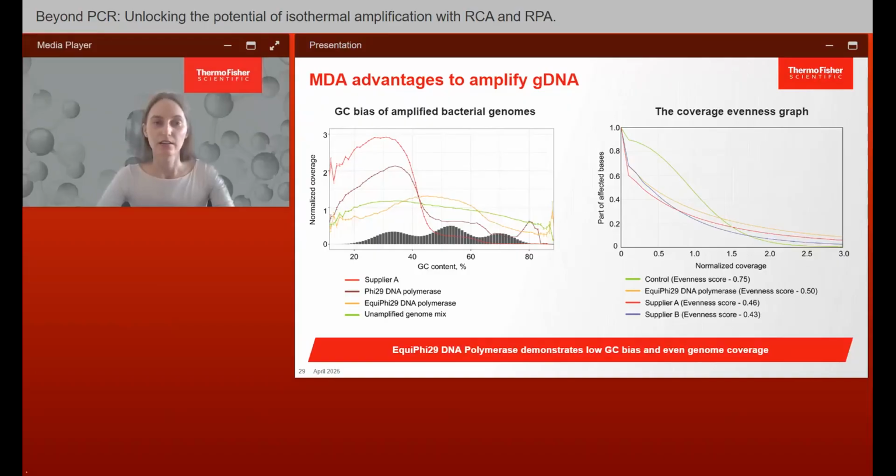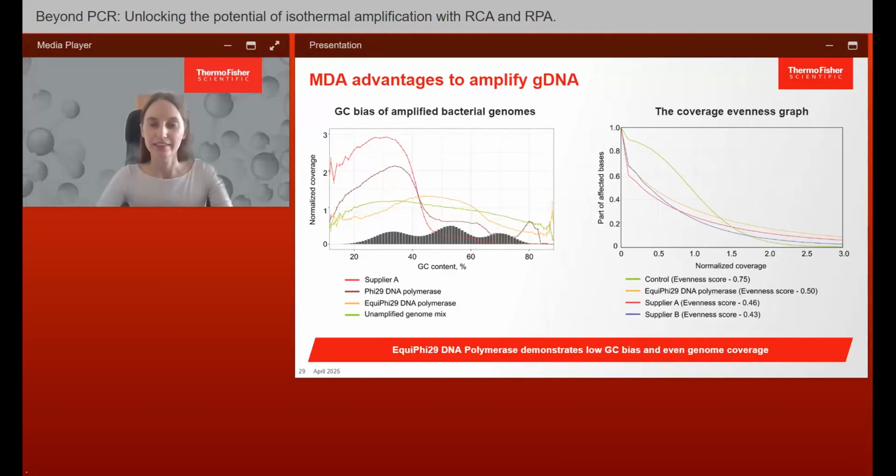So firstly, take a look at the graph on the left. It shows GC bias from DNA pre-amplification of mixed bacterial genomes with low, medium, and high GC content. And these pre-amplified samples were sequenced on the Illumina platform, and the coverage was normalized to reveal GC bias. Ideally, a bias-free reaction would result in a flat line at 1 across all GC percentages.